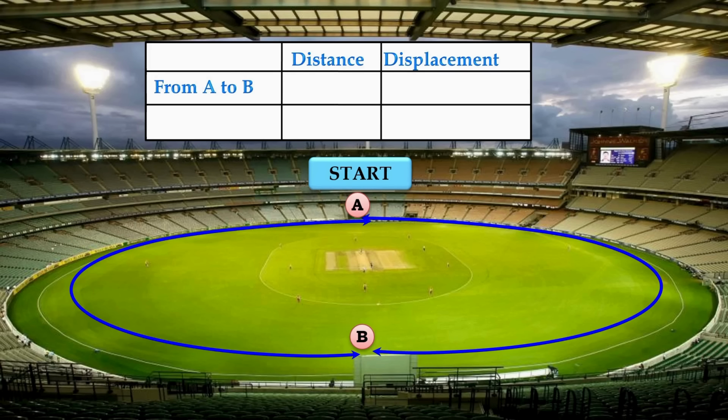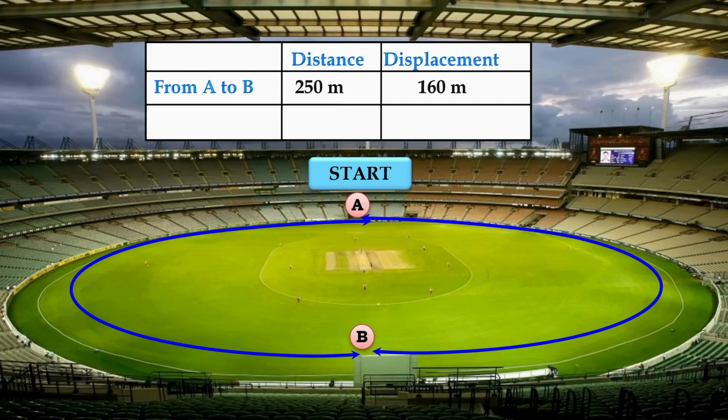The distance covered is 250 meters. This is the actual path traveled by the object. The displacement is 160 meters. This is the shortest straight line distance between point A, initial point, and point B, final point. Here, distance is greater than displacement because distance depends on the path, while displacement depends only on initial and final positions.